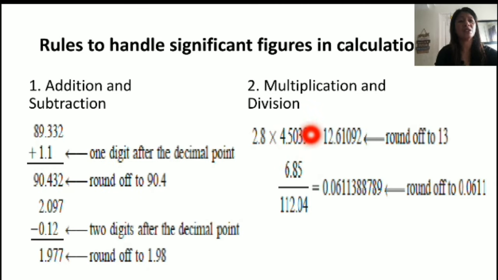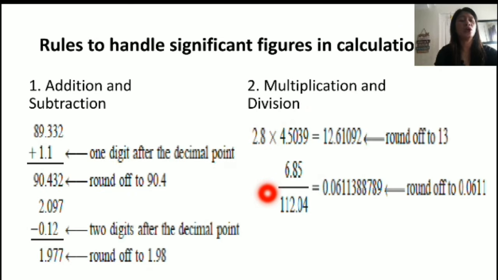4.5039 has how many significant figures? A total of 5. So compare the number of significant figures. This is 2 versus 5. So you get the least number of significant figures and round off the final answer to 2 significant figures, since the 2 significant figures remaining are 1 and 2, and the next digit to 2 is 6. So you have to add 1 to 2, so that will become 13. So the final answer is 13 with 2 significant figures, the same as 2.8.